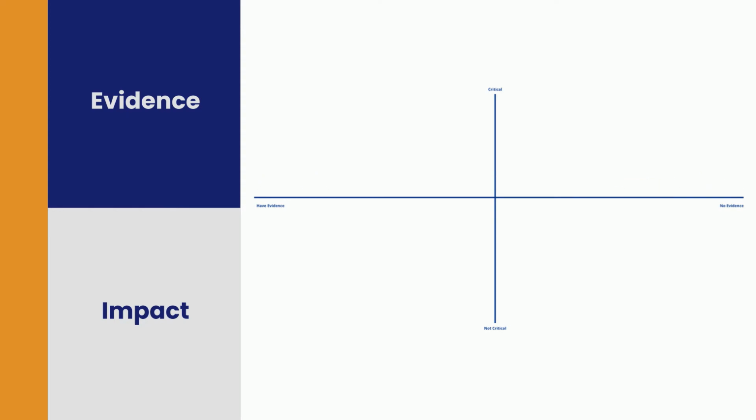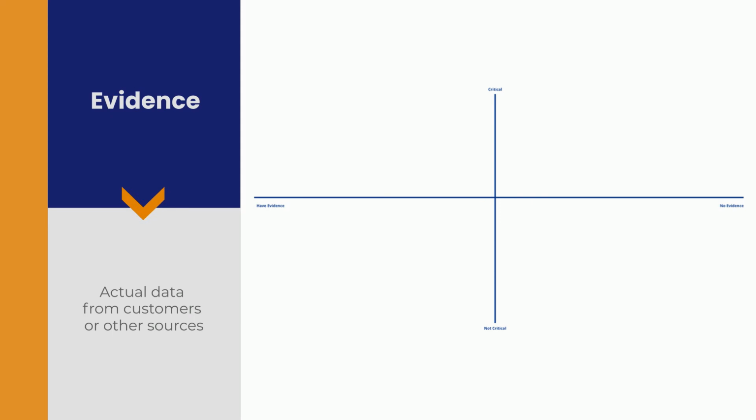The vertical axis is used to rank assumptions based on the impact to your business or idea if you're wrong. Be sure to be very critical about assumptions that you believe you have evidence for. Remember, evidence is not a gut feeling or hunch. It's actual data from sources or customers themselves that validate the assumption.